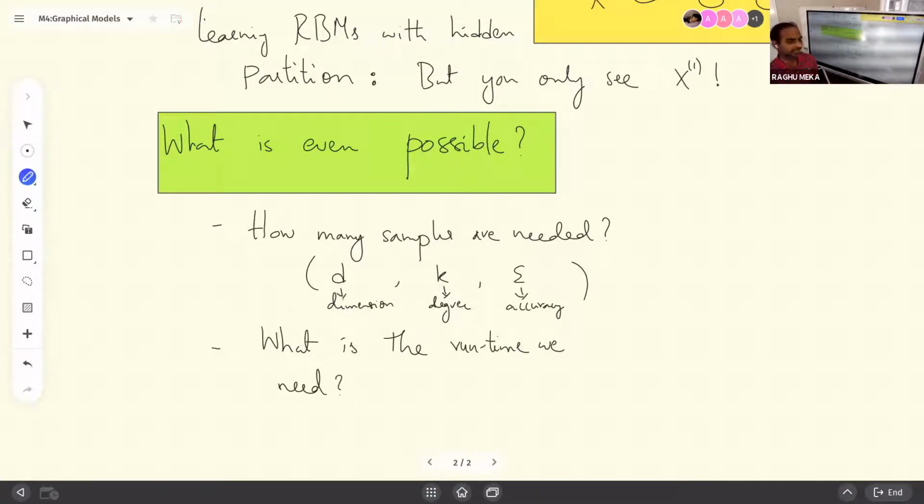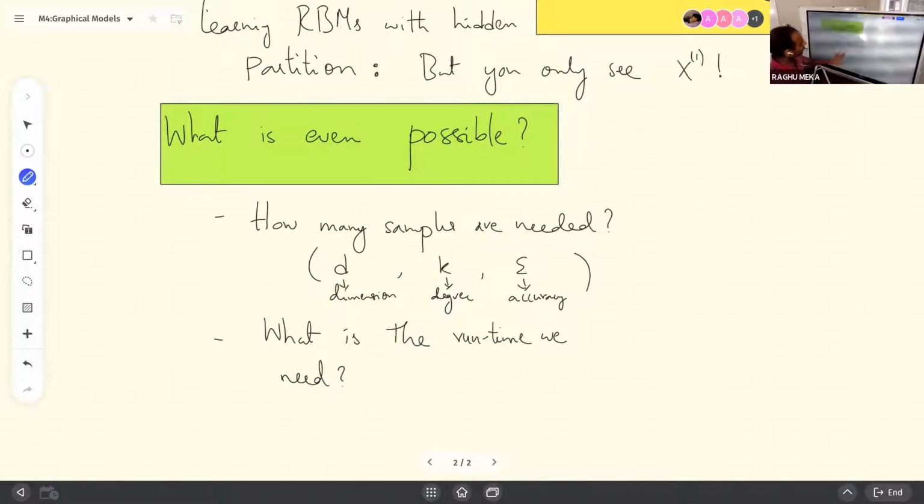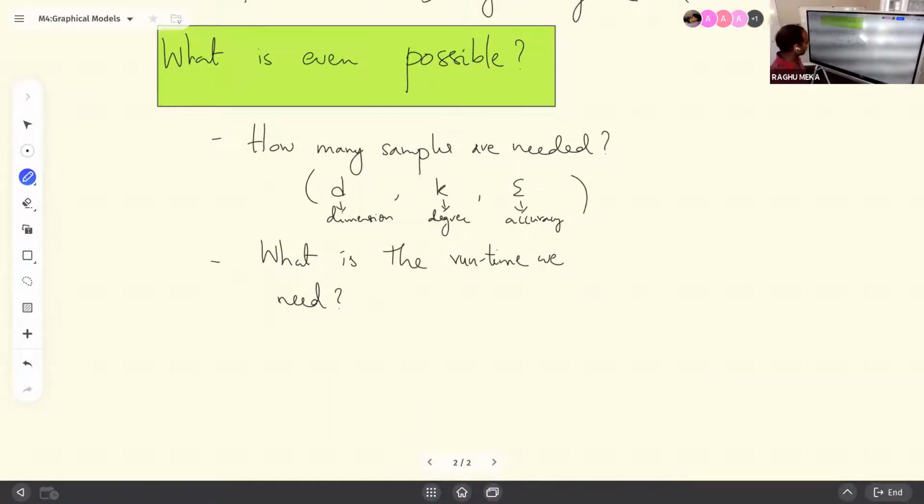How many samples do we need? Even if I allow you infinite computational power, what is the best you can do in terms of number of samples? Okay. So basically, we have a good answer to this question, which is actually surprising.